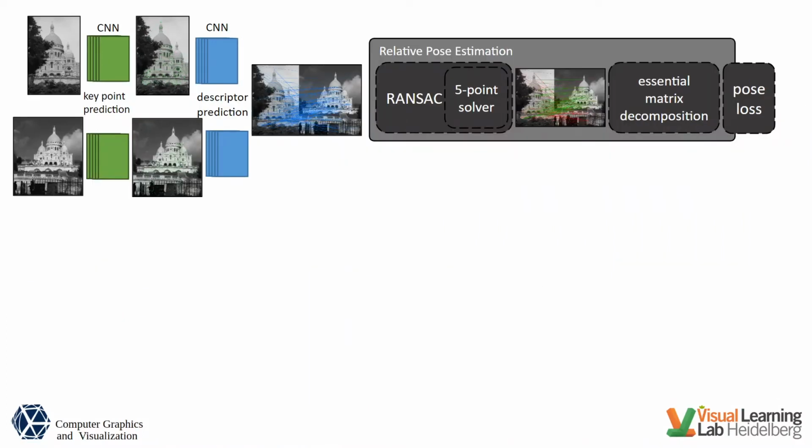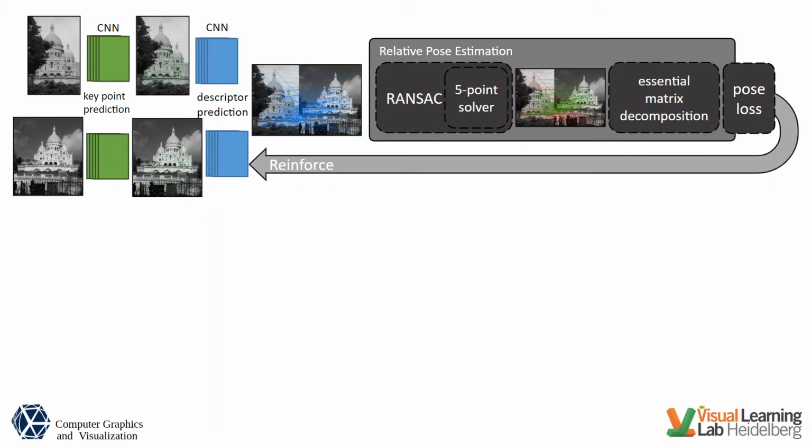In our work, we embed the feature detection and description in a computer vision pipeline for training. But key point selection and matching are discrete non-differentiable operations, so we cannot directly backpropagate gradients from the estimated transformation to train the network. Instead, we use a training formulation inspired by reinforcement learning.